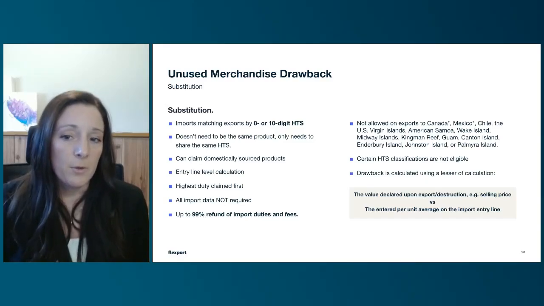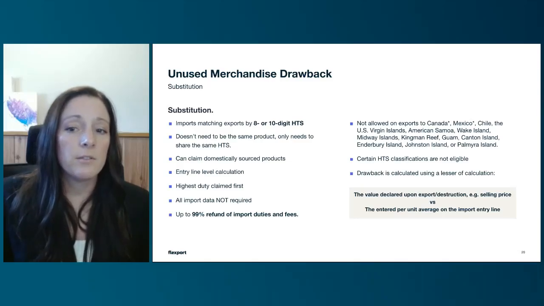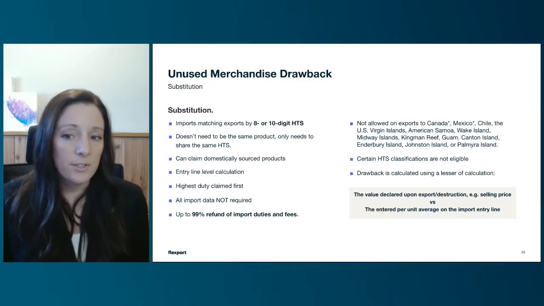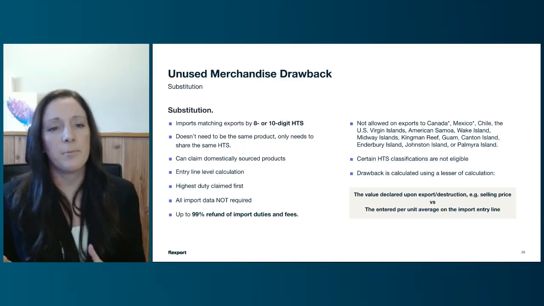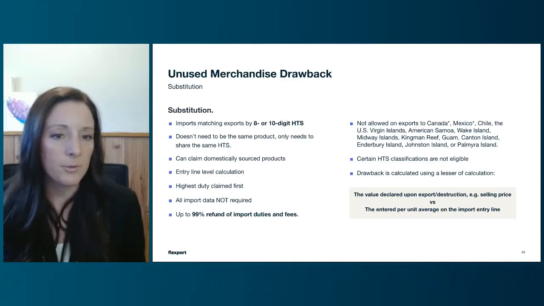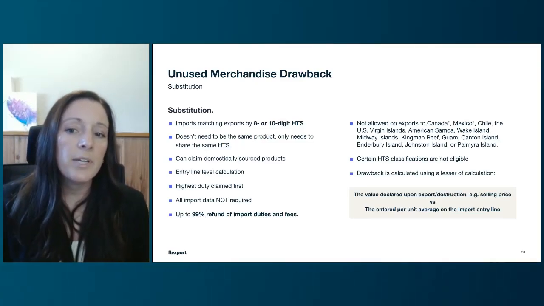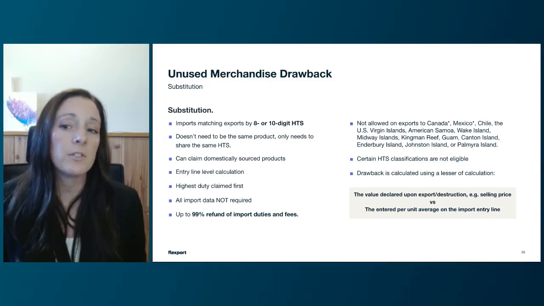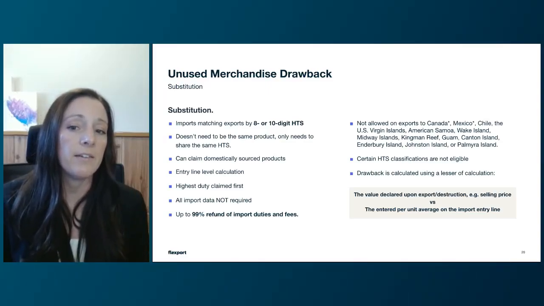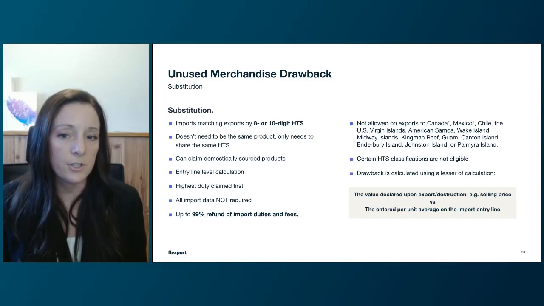from a company in the US. Yet the shirts still share that same HTS code. Say these domestically sourced shirts are ultimately exported to Europe. The company can substitute the domestically sourced shirts to claim back the duties and fees paid on the foreignly sourced t-shirts.